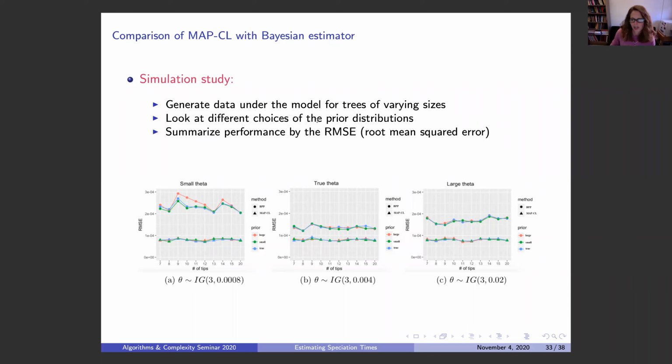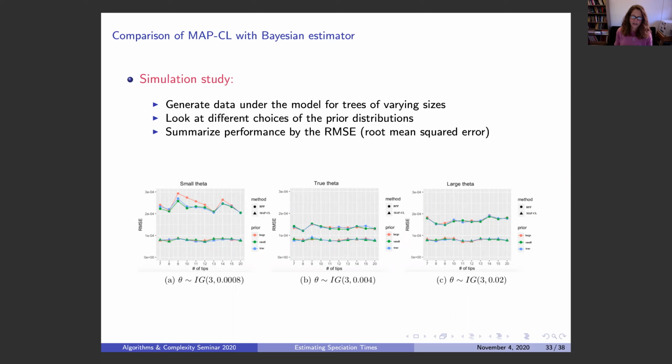And then what we're going to talk about here is comparing to BPP, Ziheng Yang's program. There are Bayesian versions of this. Both BPP and our method, the MAP-CL method, use prior distributions. So we wanted to look at the effect of the prior on the accuracy of the estimation, and then how long it took to get the estimates. Those are the kinds of things that we wanted to compare.